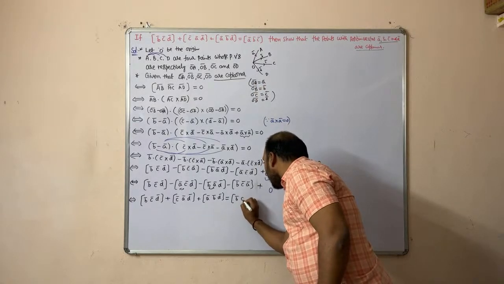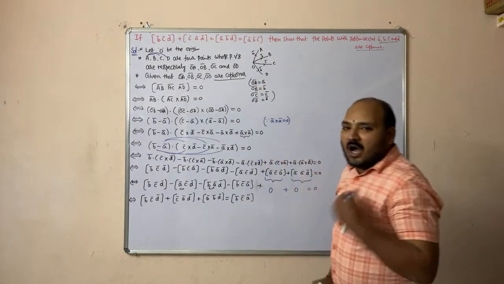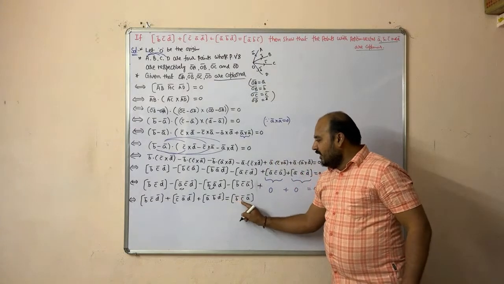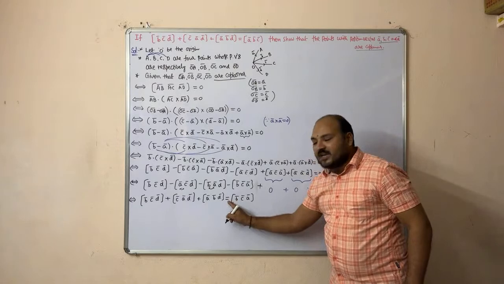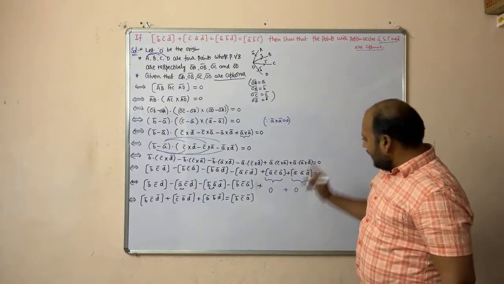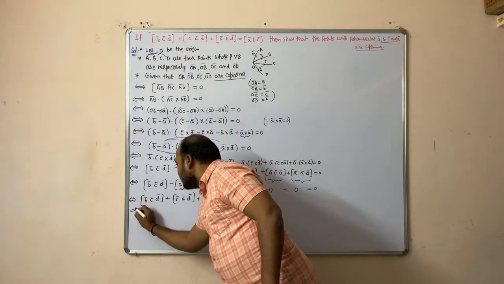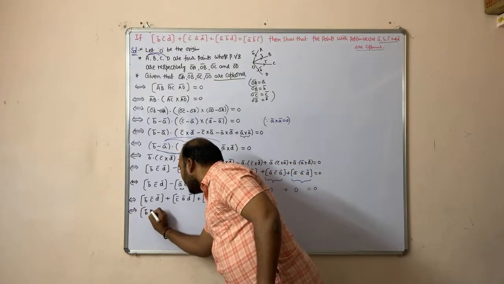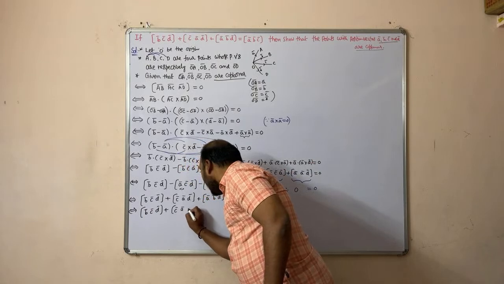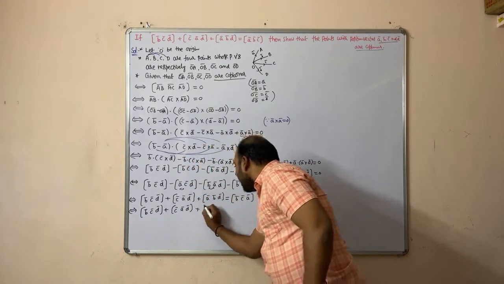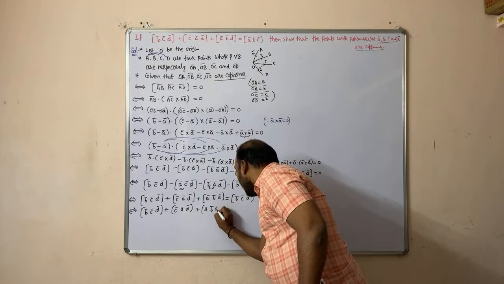Box of B bar, C bar, A bar. I want to write B here. So first I am interchanging the last two vectors. Whenever interchanging, minus will come here. So can I write here? Otherwise here only I will continue. Two more steps, dear students. Box of B bar, C bar, D bar plus box of C bar, A bar, D bar plus box of A bar, B bar, D bar.